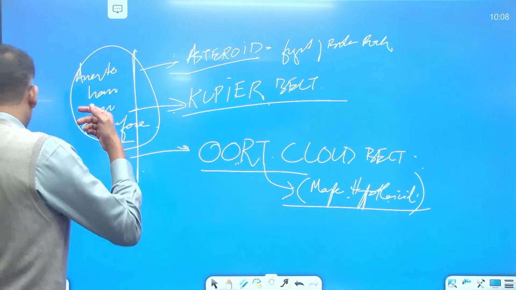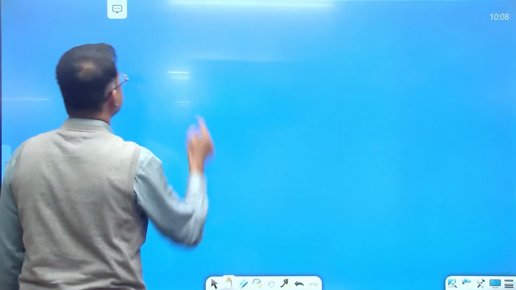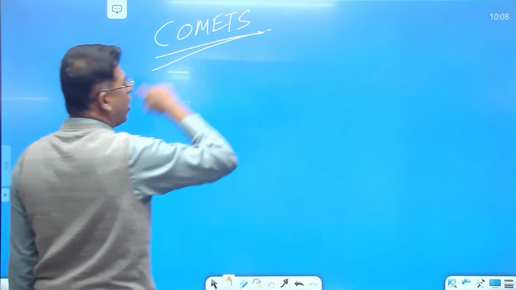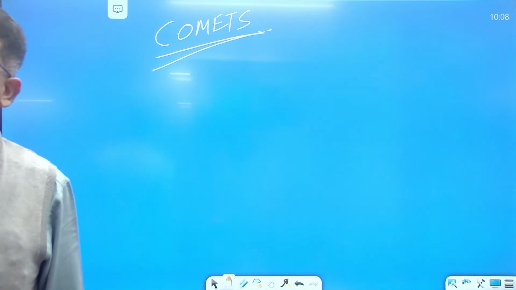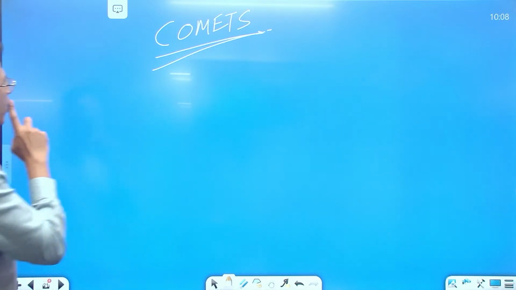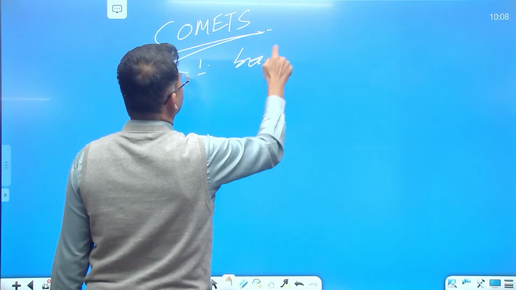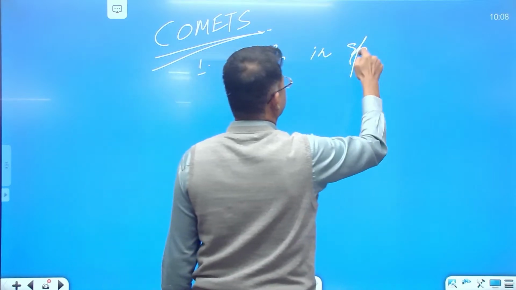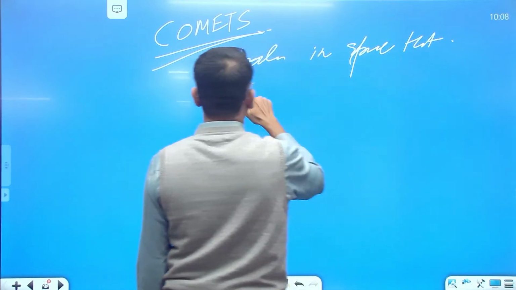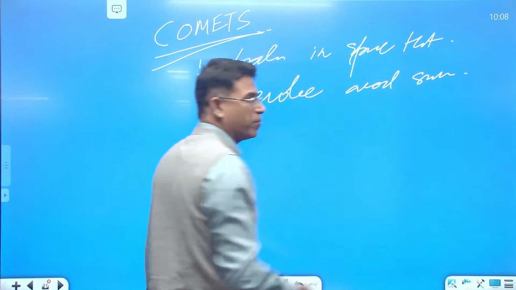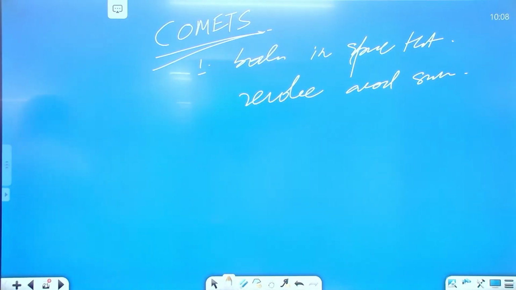Okay. The next concept: what are comets? What are comets? How are they different, and how are they important? Four things about comets. One is, these are definitely one of the bodies in space that revolve around the sun. They're one of the bodies, like planets, like asteroids, that revolve around the sun.